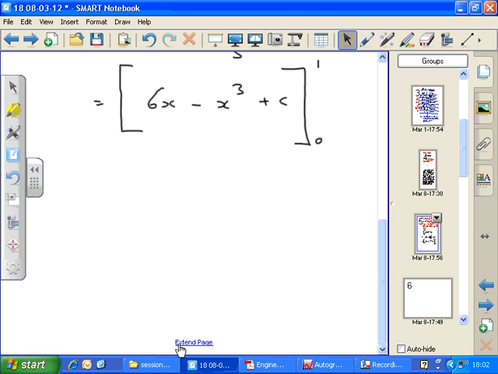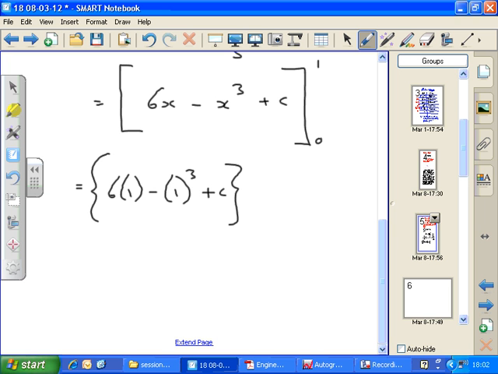Now I'm going to put the limits in. And what that means is I substitute in the top limit first. So I'm going to rewrite this function, 6x minus x cubed plus c, but with x equal to 1. So, again, a bit of notation. I use these curly brackets to signify that I'm putting the limits in. 6 times 1 minus 1 cubed plus c. So that's put the first limit in. And then I rewrite it, so again use the curly brackets, with the bottom limit in. 6 times 0 minus 0 cubed plus c.